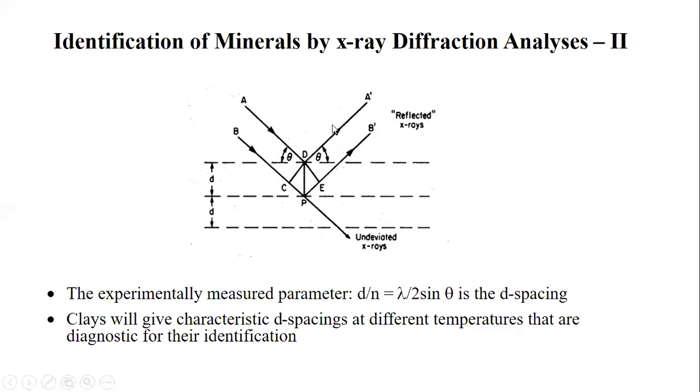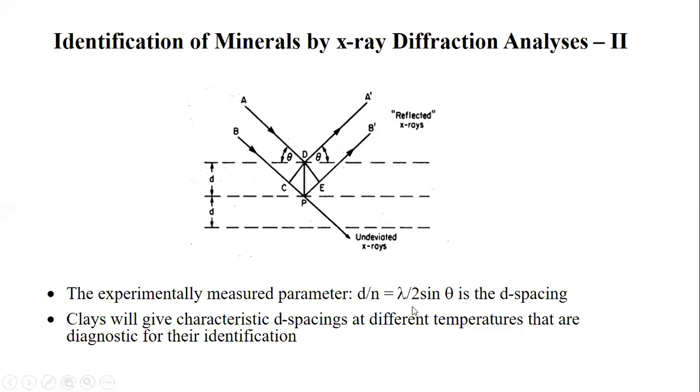So now you can see all the parameters here. The experimentally measured parameter is d over n. Usually, to keep it simple, take n as 1. So d will be the d that we're interested in, this one between the first and second crystal units.